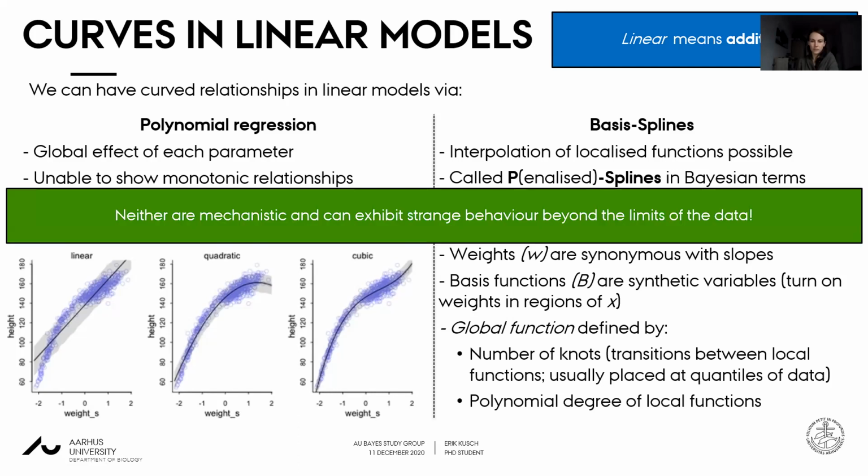Now, one thing which is important to keep in mind here, that's why I'm repeating it, neither of these are mechanistic, and they can exhibit very strange behavior beyond the limits of data. That goes both for polynomial regressions as well as for basis splines. So using either of these to predict beyond the bounds of the data that we trained our model on can be very misleading. So for example, using these to extrapolate climate change into the 2100s might be a very bad idea, because that's not what these are built for.